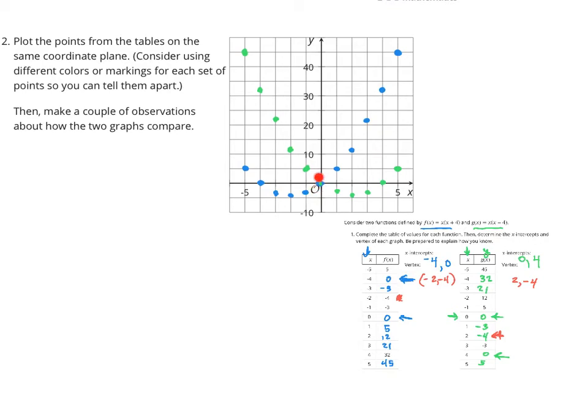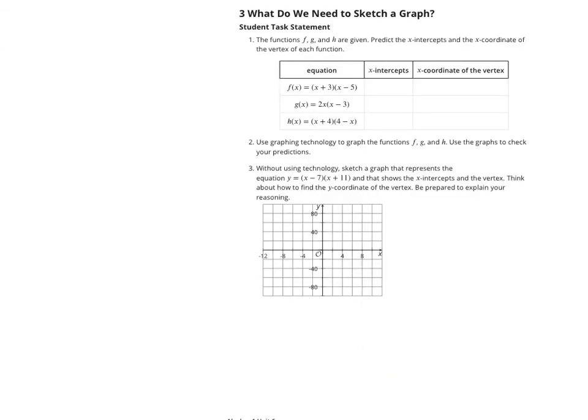X-intercepts of both happen at 0, right? The graphs are reflections of each other across the y-axis. The vertexes both have a y-coordinate of negative 4, but they're reflections across the y-axis. All right, those are my observations. That's pretty cool. All right, last slide.